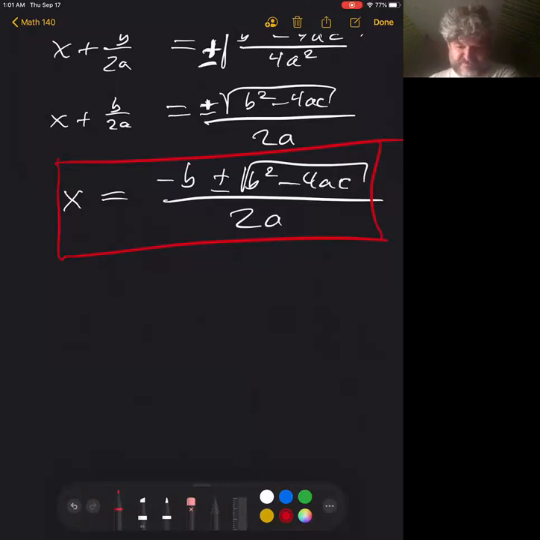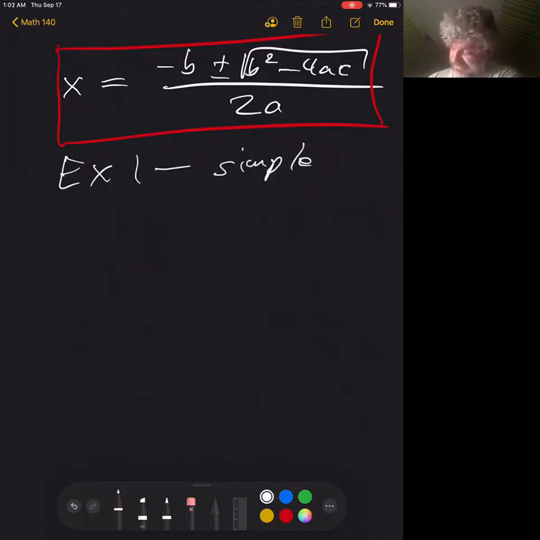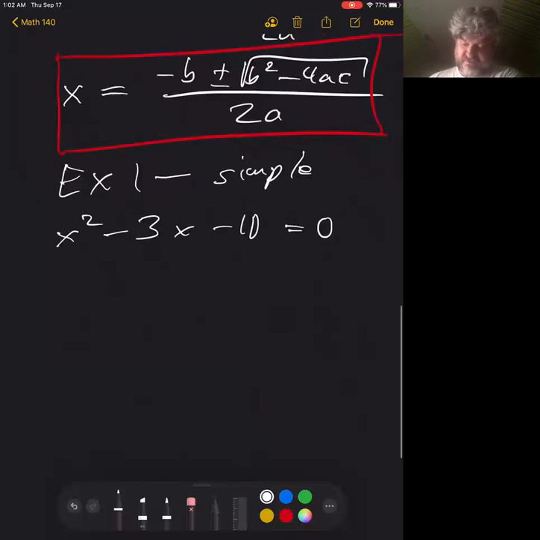So let's do some examples. I got examples. The first one, a simple one: x squared minus 3x minus 10 equal to 0. So let's match up what we have with a, b, and c. Our a is the quadratic coefficient, 1. b is the linear coefficient, -3. The constant coefficient c is -10.